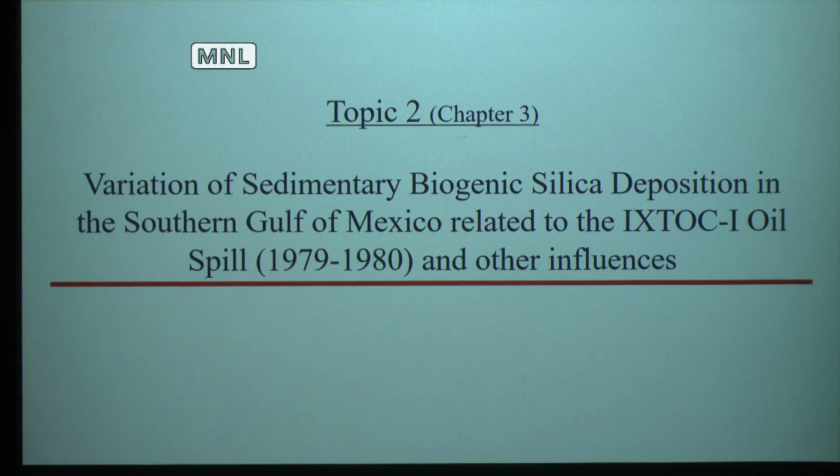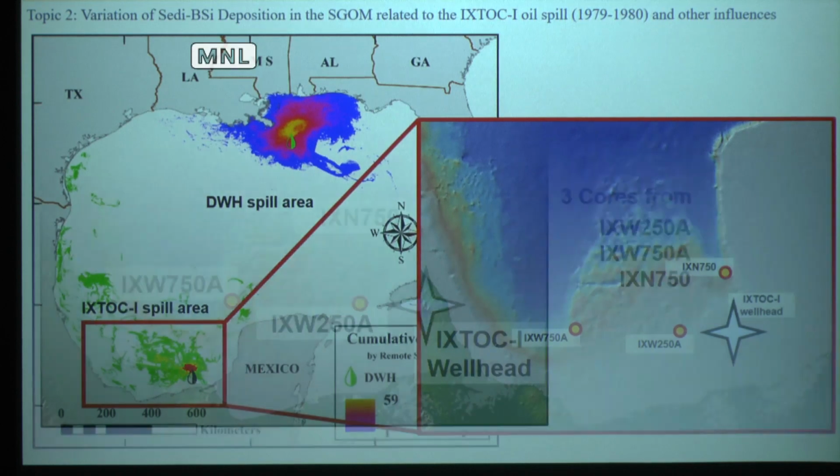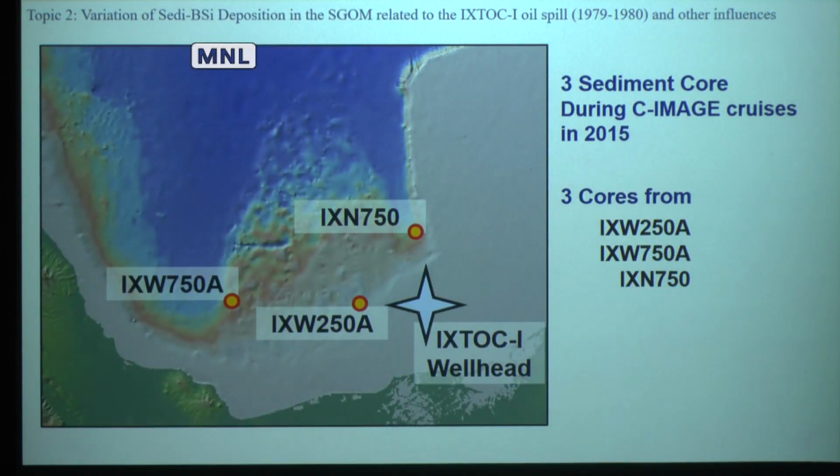So now I will present topic 2. Topic 2 is more focused on variation of sedimentary biogenic silica in the southern Gulf of Mexico related to anthropogenic influence such as dam construction and the IXTOC-I oil spill. The research site of topic 2 is the area influenced by the IXTOC-I oil spill, and I used 3 sediment cores collected during the CME's cruise in 2015.